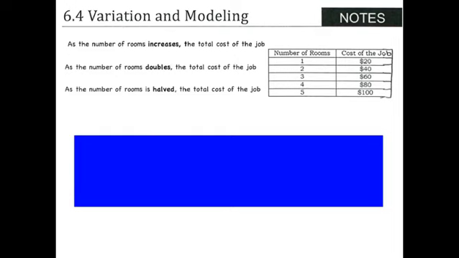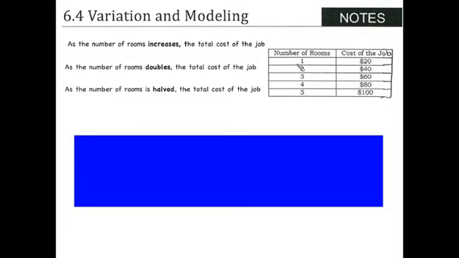Anyway, let's get back to section 6.4. Today we're going to be talking about variation and modeling. This is basically a section involving trying to find some patterns, specifically looking at word problems. It's going to be a very word problem based section to help us determine what might come next in a given data set. There are different types of variation that we're going to go over today. Let's just get started with our first one.